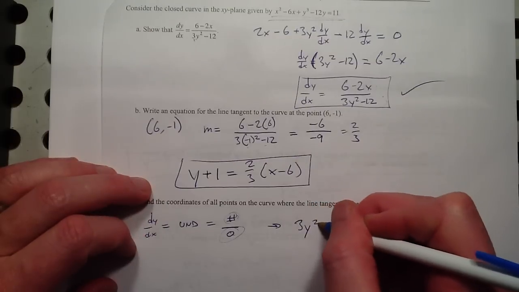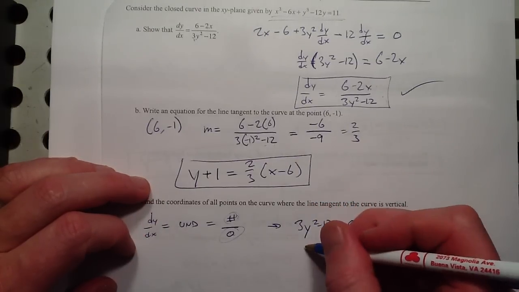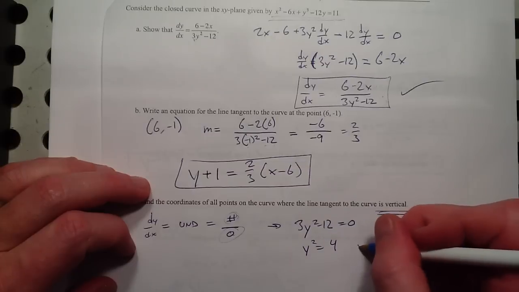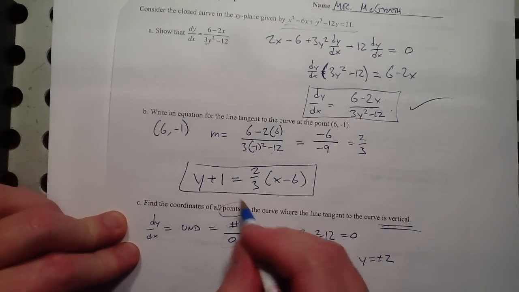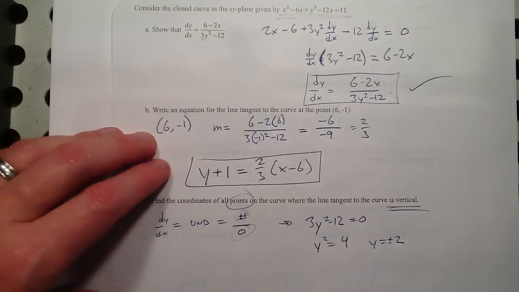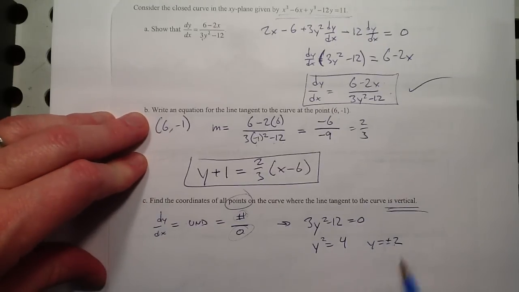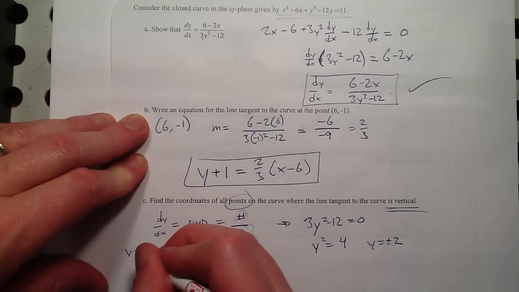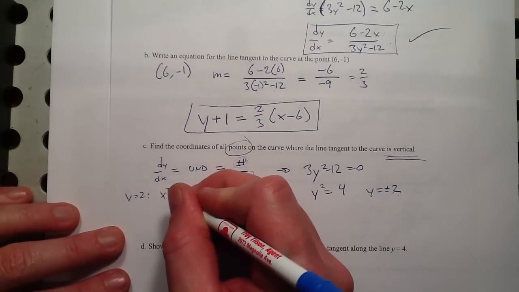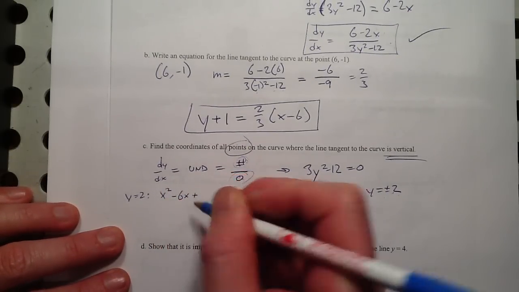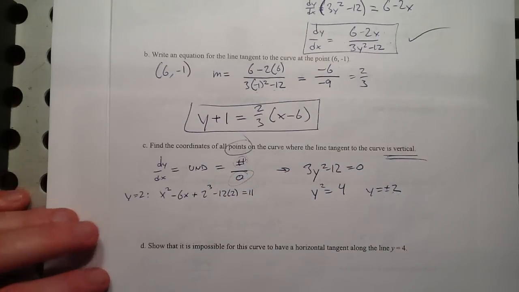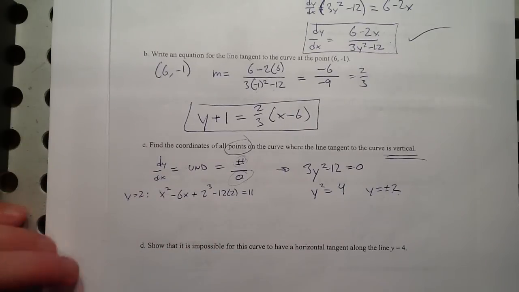So we're looking at 3y squared minus 12 equals 0. That gives us y squared is equal to 4. y is equal to plus or minus 2. Now they want the actual points on the curve. These are just the y values. How do we get the points? We have to go back to the original here. So let's see if we can find the x values that go with these y values. I'll do the 2 first. For y equals 2, I have x squared minus 6x plus 2 cubed minus 12 times 2 equals 11. I'm just plugging the y equals 2 in there so I can solve for x.